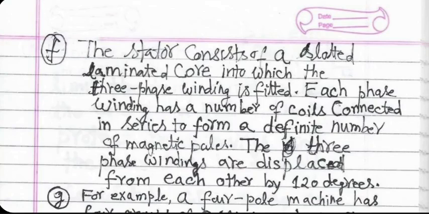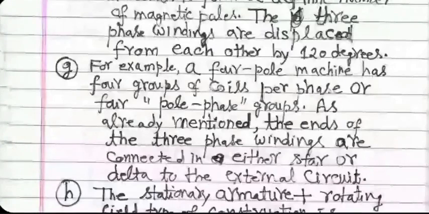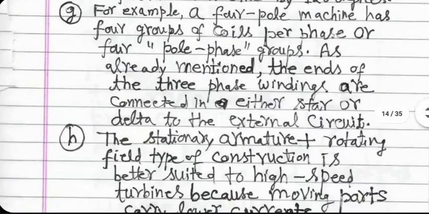Each phase winding has a number of coils. Okay, fine. Some detail that you may not be interested in right now, but I have written it out. You may not have full understanding of what I have written under G right now. Maybe later we'll come back.